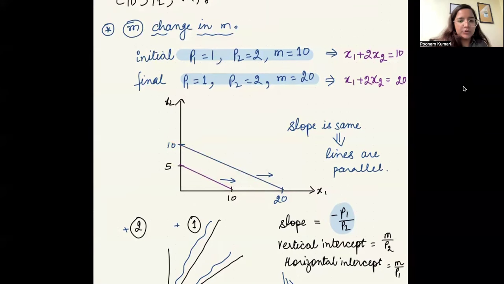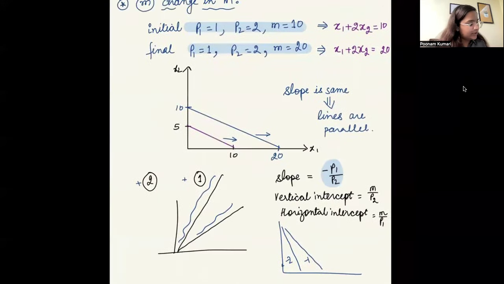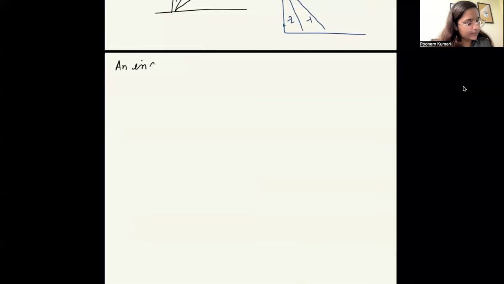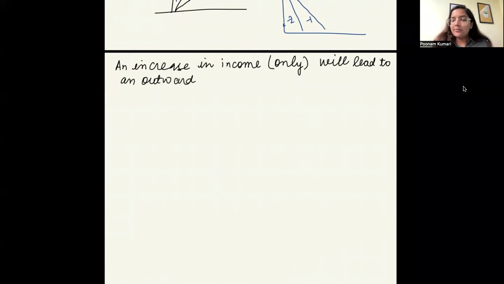If I want to write a final conclusion from this whole discussion, what can I write? Ma'am, that if M changes, then there will be a parallel shift either outward or inward. So if there is an increase in income, what does that lead to? An outward shift of the budget line, but it is a particular type of outward shift, which is an outward parallel shift of the budget line.